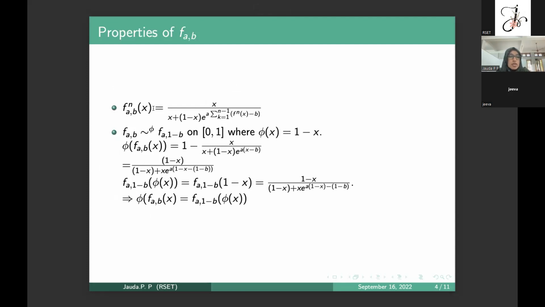Now to the properties of FAB. The first one is that the nth iterate of FAB of X is equal to X by X plus (1 minus X) times e raised to A times the summation over K from 1 to N minus 1 of Fk of X minus B. The second property is that FAB is topologically conjugate to FA,1 minus B by phi, where phi of X is equal to 1 minus X.